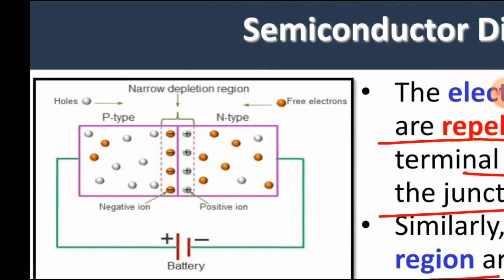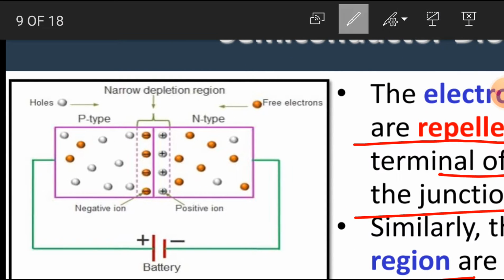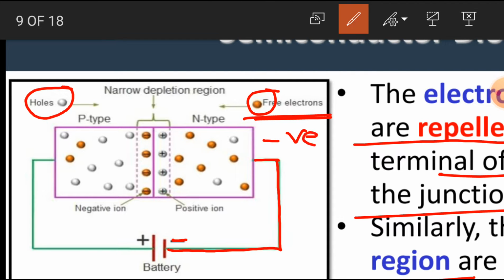What happens here? Here we know that the n-type semiconductor material has electrons as the majority charge carriers, while the p-type semiconductor material has holes as the majority charge carriers. The n-type semiconductor material is connected with the negative terminal of the battery. Here the negative charge is connected with the n-type material. N-type material consists of electrons, and we know that the electron has a negative charge.